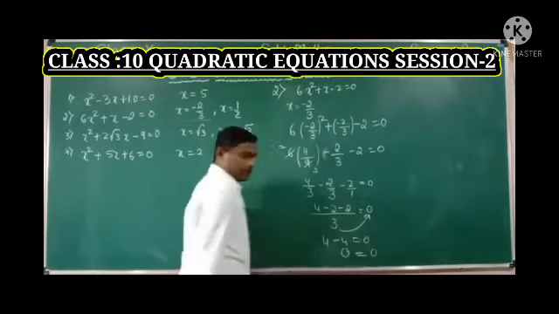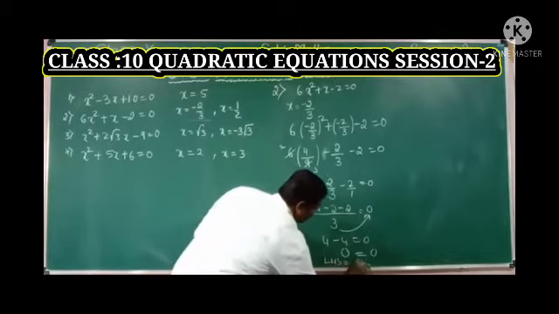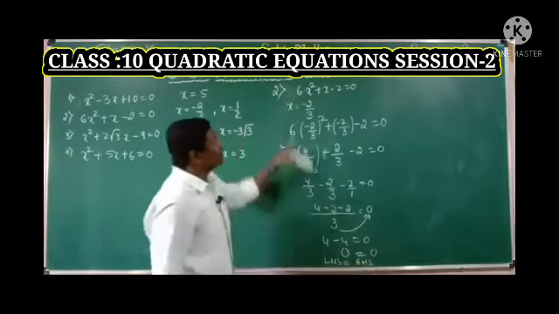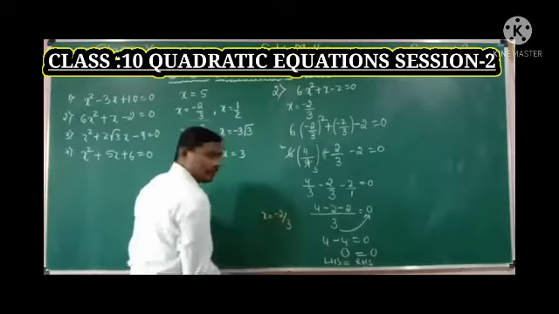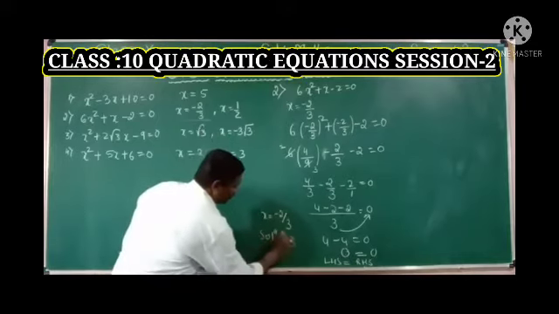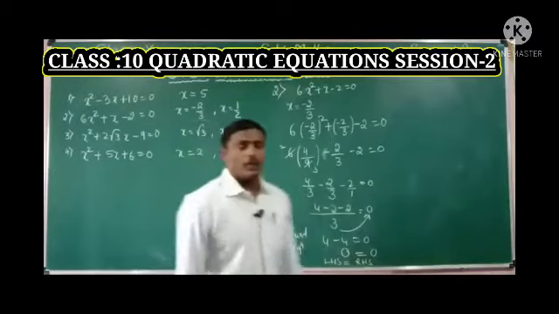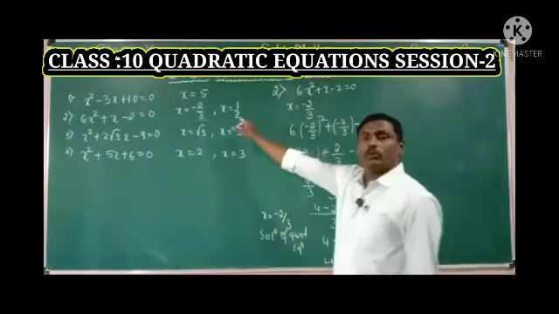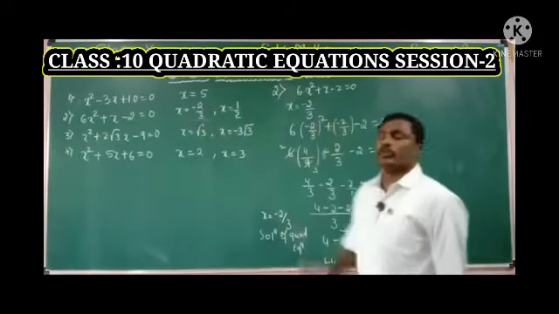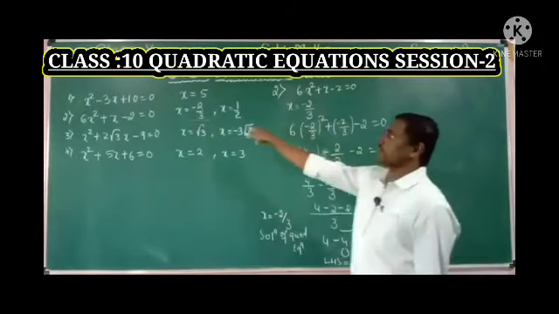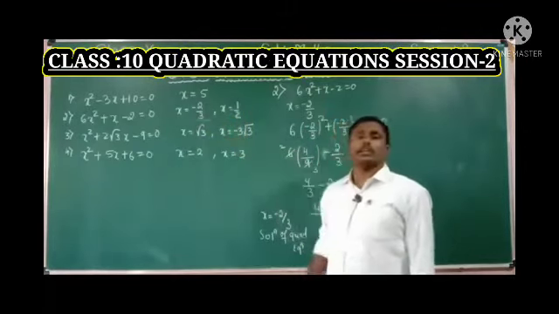0 is equal to 0. It means here LHS is equal to RHS. So the given root x is equal to minus 2 by 3 is a solution of the quadratic equation. One more root is given. Once again check whether the given root satisfies the same quadratic equation or not. If it is satisfied, it means these two are the exact solutions of the quadratic equation.